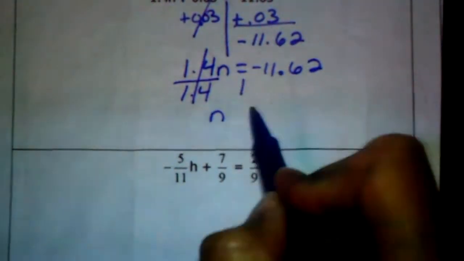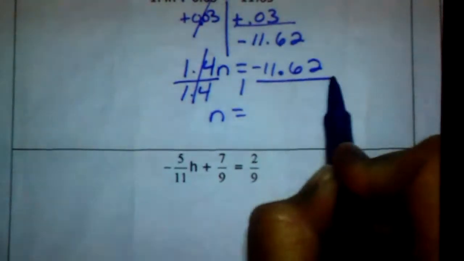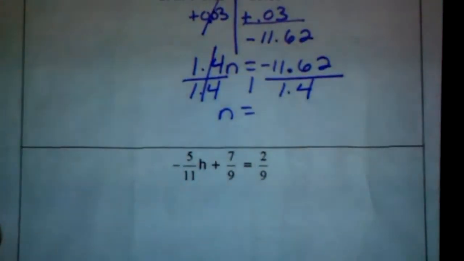So I get 1n, or just n. And I need to divide this side by 1.4. Alright, should I do the whole long division or should I just say it miraculously? Well, why don't we do it for some and then maybe not for all of them. We'll do it for this one.